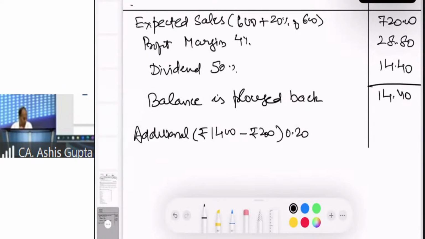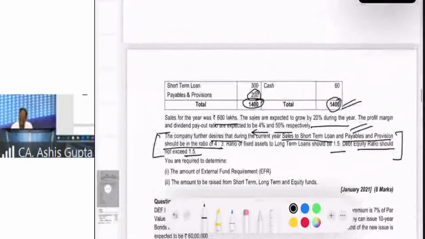Okay, students, I hope it is clear to you, because I'm putting insistence on this: our total assets are 1400, and the increase will be 280. However, out of this, payables and provisions will change. Short-term loans cannot be assumed to change spontaneously because they are as per negotiation, whereas payables and provisions arise during the course of trade. So that's why they are called spontaneous.